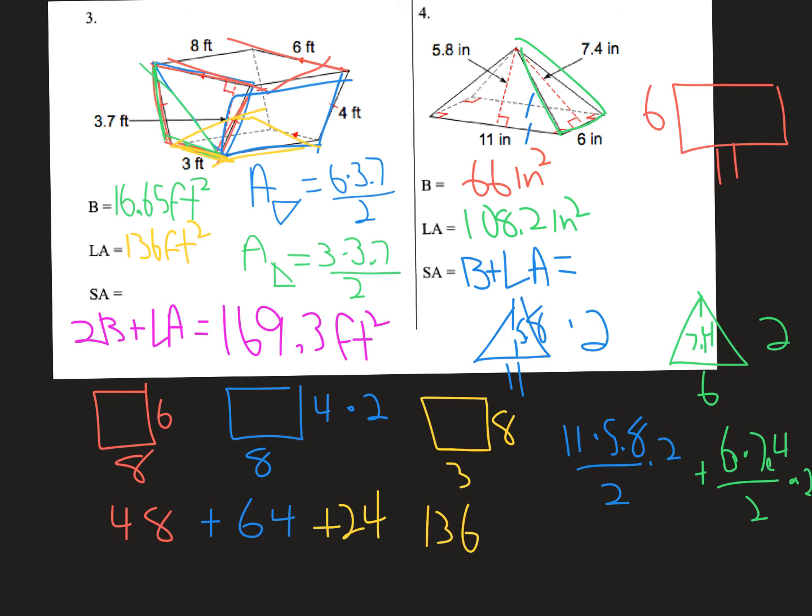The surface area is just the base plus the lateral area. You can call that blah. There's only one base. So if you're confused why there is only one base in the surface area versus in the previous one there were 2, look at the figure. This is a pyramid, it's pointy, so there's only one base. So I just add the 66 to that 108, so I get 174.2 inches squared.